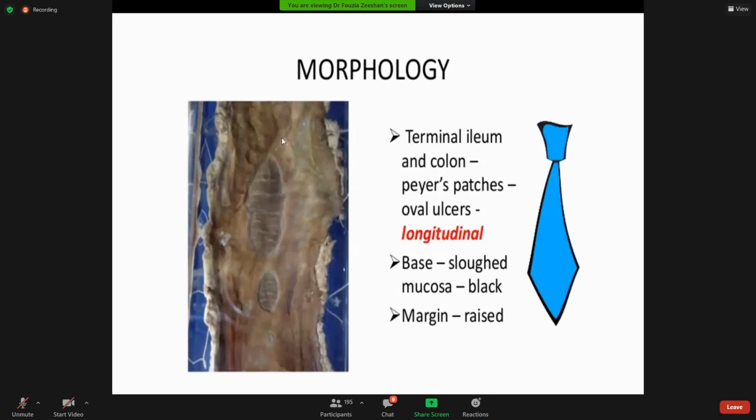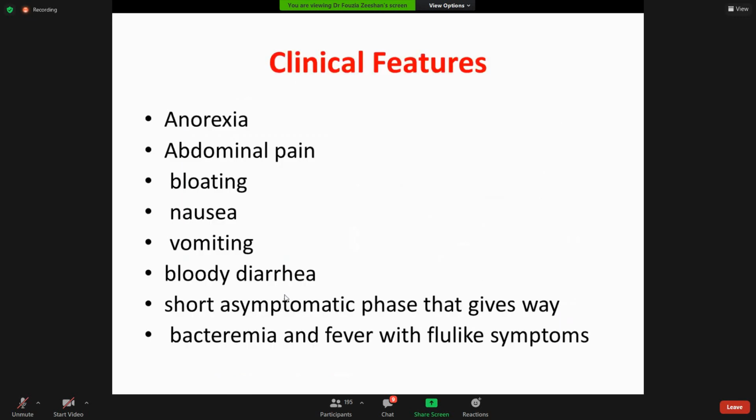In the terminal ileum and the colon Peyer's patches, there are longitudinal ulcers. The ulcer margins are raised, and the base is sloughed, not prominent, and sort of blackish in color, but the margins are quite raised, so it is well appreciated over here. Clinical features are usually common: anorexia, bloating, nausea, vomiting, bloody diarrhea, a short asymptomatic phase, then bacteremia.